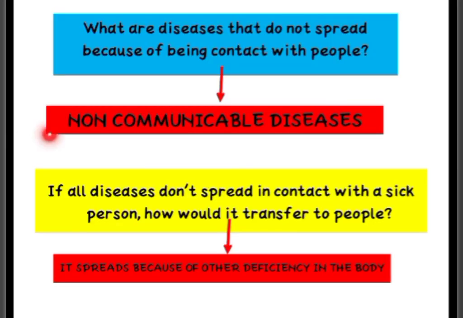So, to clear this once more: diseases that do not spread because of direct contact with people are called non-communicable diseases. And if diseases do not transfer through contact with a sick person, how will they occur? They may occur if you have some internal problems, bodily problems. Then you are going to suffer this kind of disease.